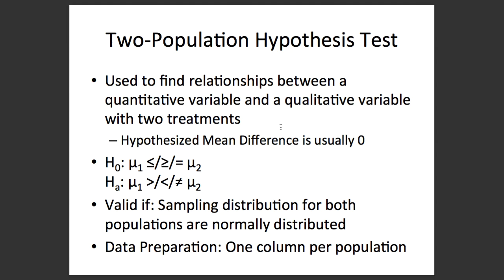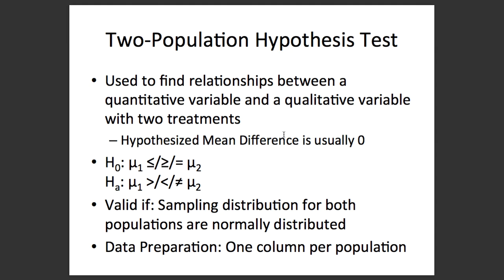But for this case, the qualitative variable needs to have two treatments only. When we say treatment, this refers to a unique response of the variable. So if a variable has two unique responses only from all the respondents, then we can consider that as a qualitative variable with two treatments. And if ever you need to relate that with a quantitative variable, then the best tool is the two population hypothesis test. And the two population hypothesis test has a lot of applications.